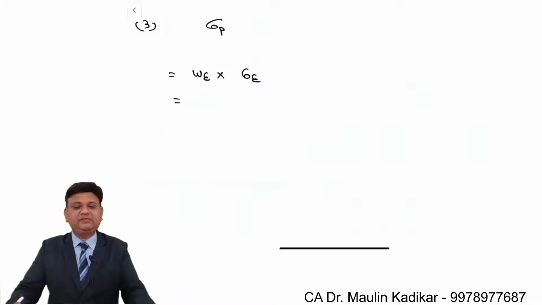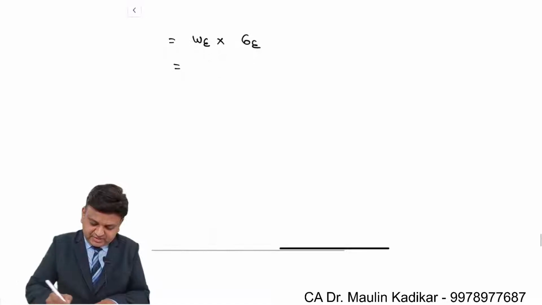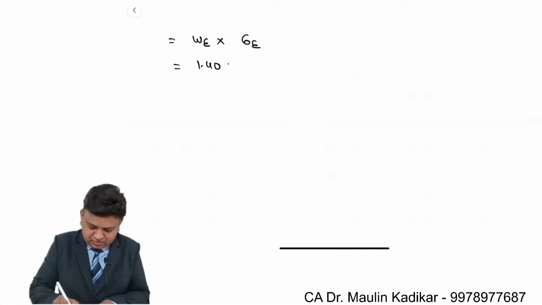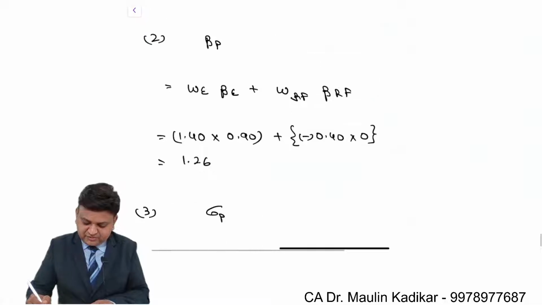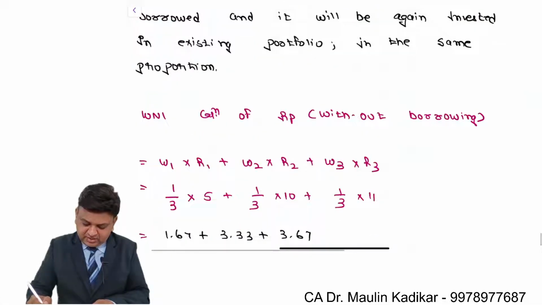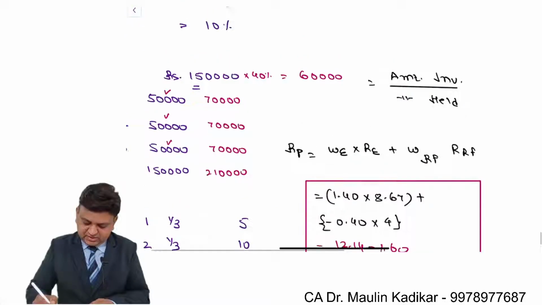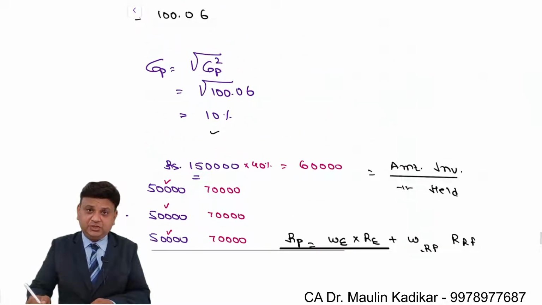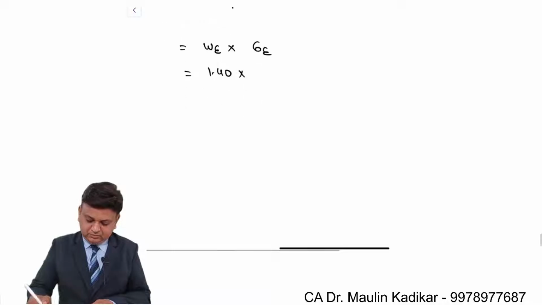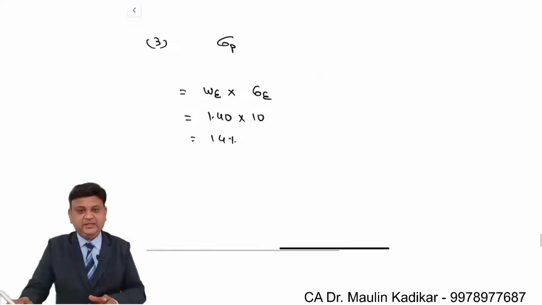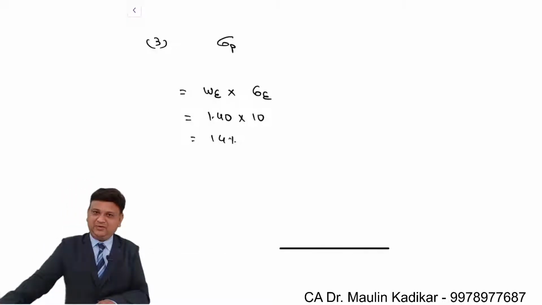The formula that we have seen is of the Markowitz model, but that concept is applicable over here as well. The reason behind that is the standard deviation of the risk-free security is of course 0. So what is the weight of existing? 1.40. What is the standard deviation of existing? We have recently calculated, it is 10 percentage. So 1.4 into 10 comes to 14 percentage. That is the way the standard deviation of portfolio can be calculated.